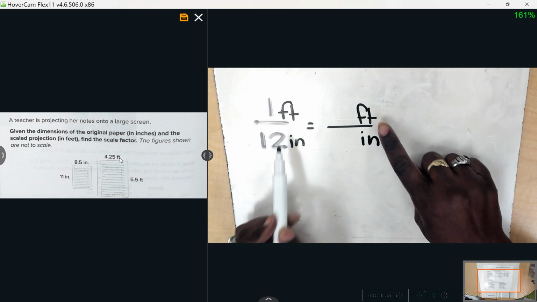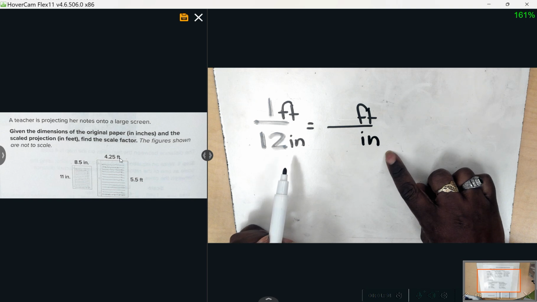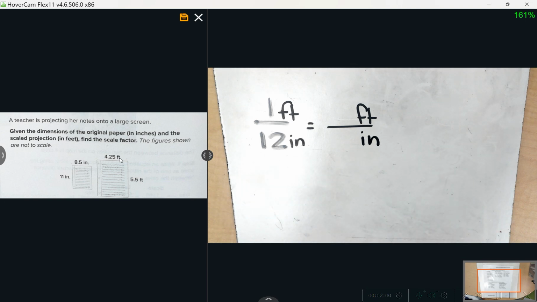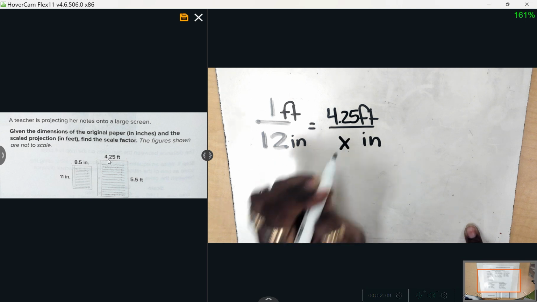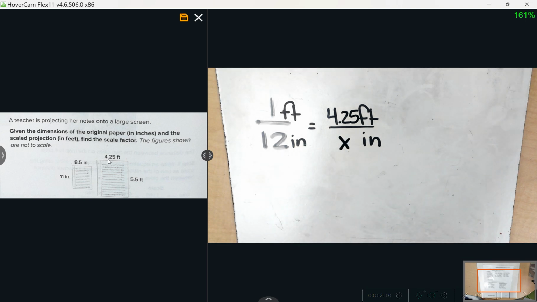So notice that our units are the same. Now we're going to convert the feet into inches. I'm going to convert our feet, which is 4.25, and I'm going to find out how many inches that is. That way we'll have it in the same unit.